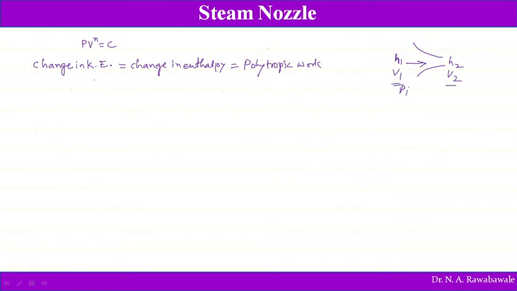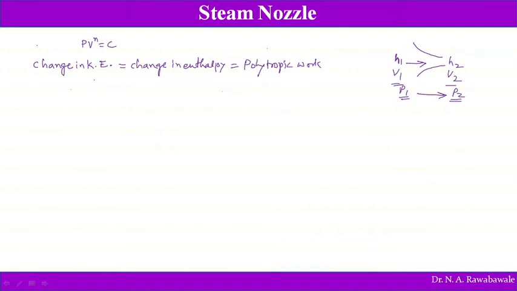So what about the pressure? At the inlet there is a pressure P1, at the outlet the pressure is P2. Initially the pressure is very high, and at the exit the pressure is low. When the pressure gets reduced, that is nothing but the expansion process. When we expand the steam or any fluid, the pressure gets reduced. So this reduction in pressure is an indication of the expansion process.